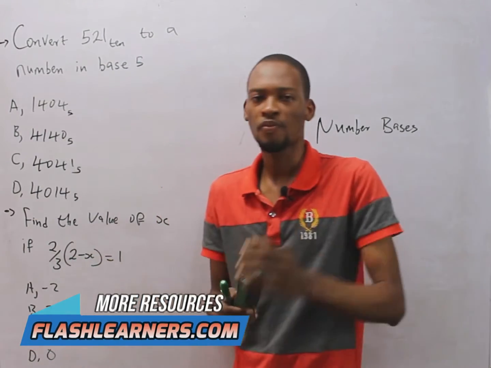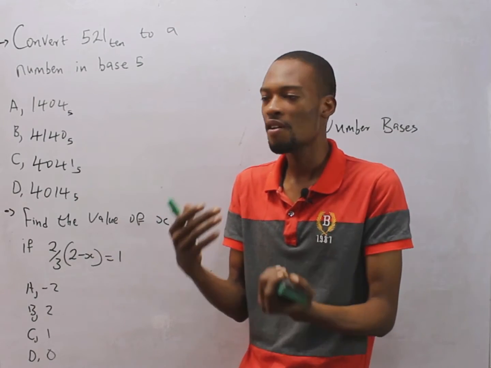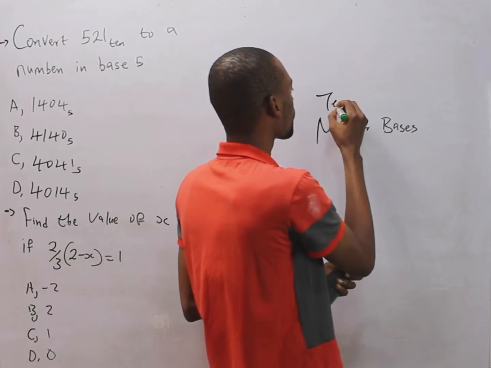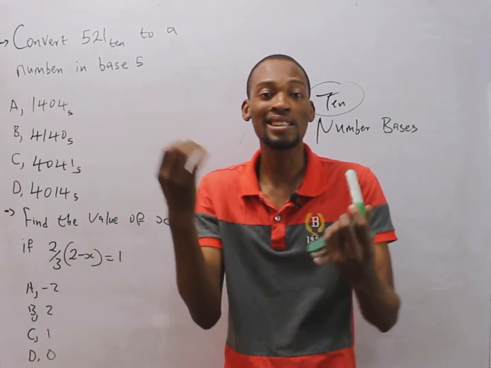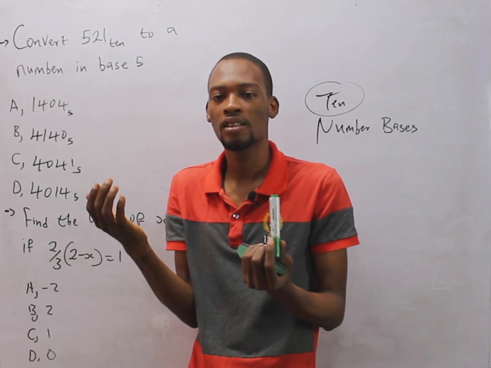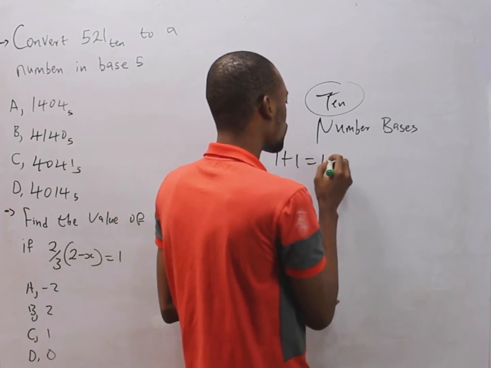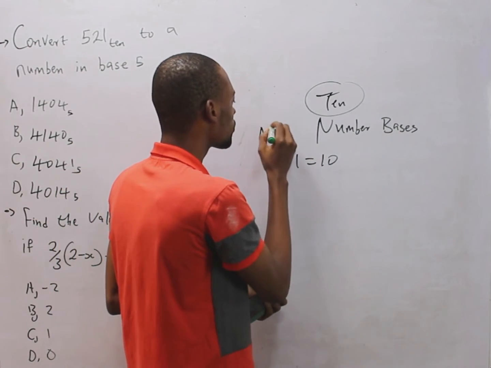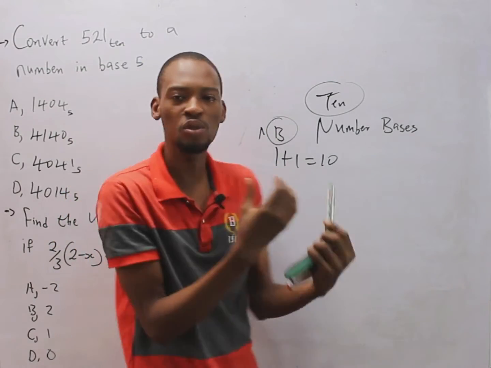If I ask you, what is 1 plus 1? You simply say 2. This is because you are already used to counting in base 10. There is another counting system where 1 plus 1 is not equal to 2. For example, in base 2, 1 plus 1 is equal to 10. This is because so long as you are counting in base 2, the highest number will be 1. You can't get to 2.